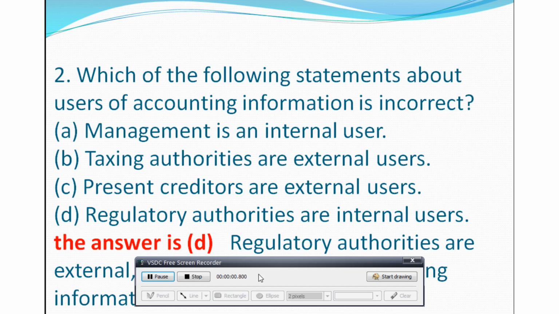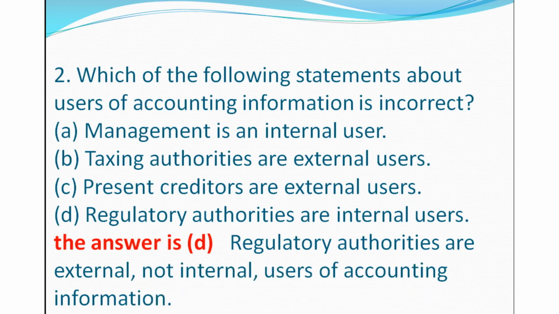2. Which of the following statements about users of accounting information is incorrect? A. Management is an internal user. B. Taxing authorities are external users. C. Present creditors are external users. D. Regulatory authorities are internal users. The answer is D. Regulatory authorities are external, not internal, users of accounting information.